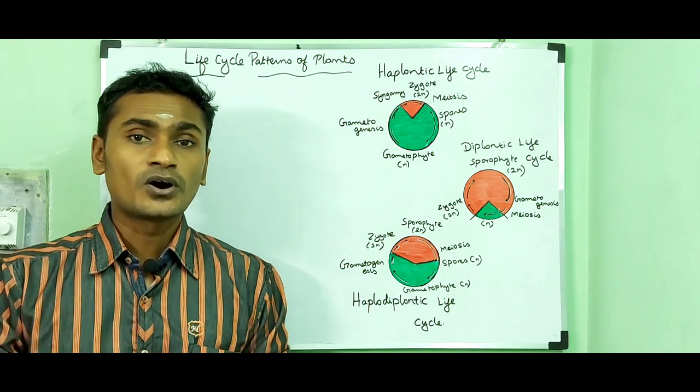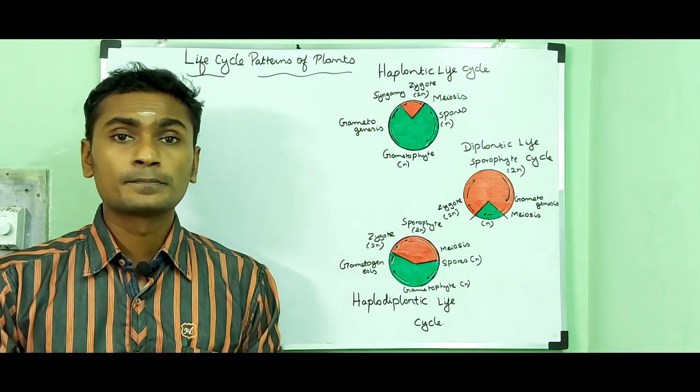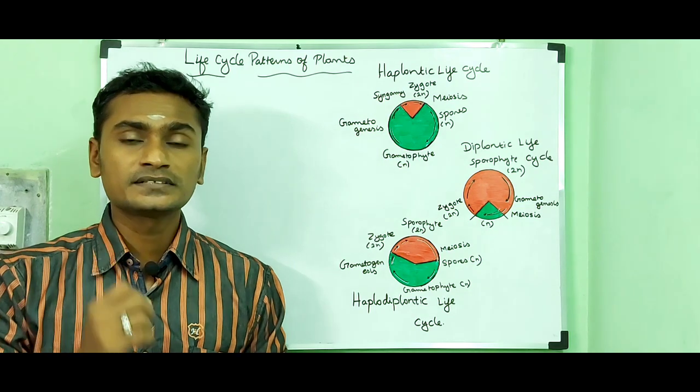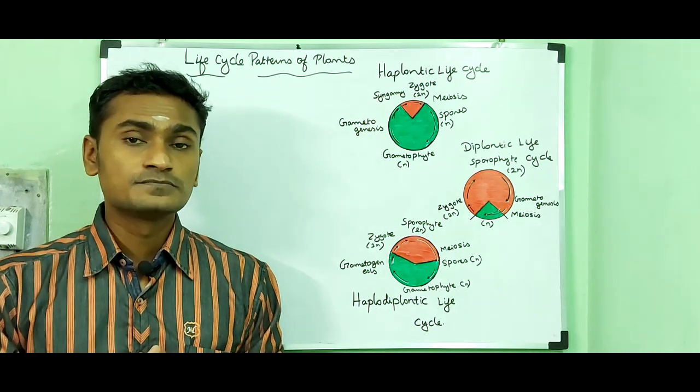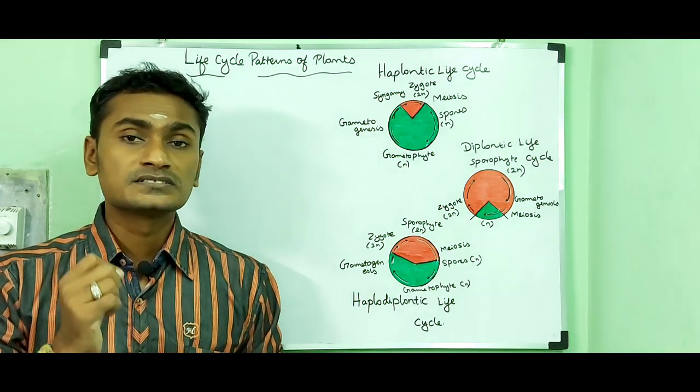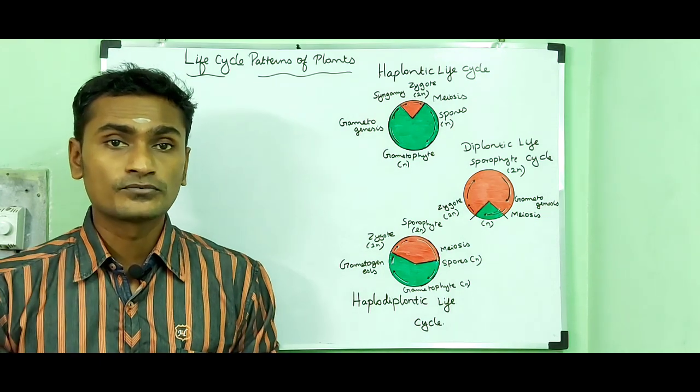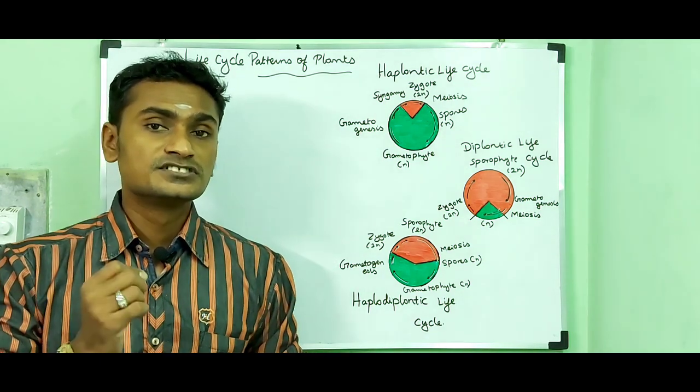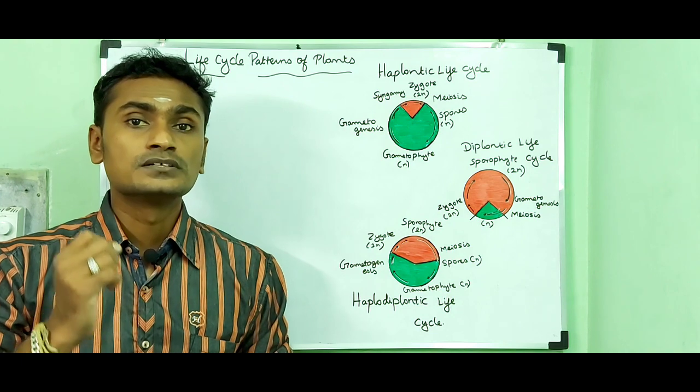In this video, we are going to discuss a topic called life cycle patterns of plants. The life cycle of all sexually reproducing plants follows a pattern of alternation between haploid sexual generation called gametophyte with a diploid generation called sporophyte.